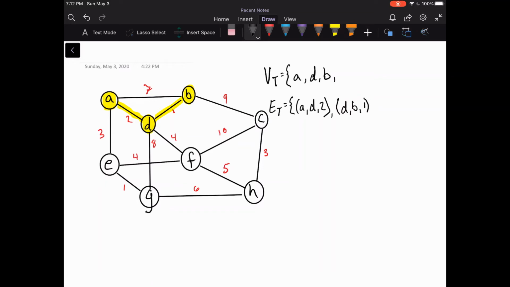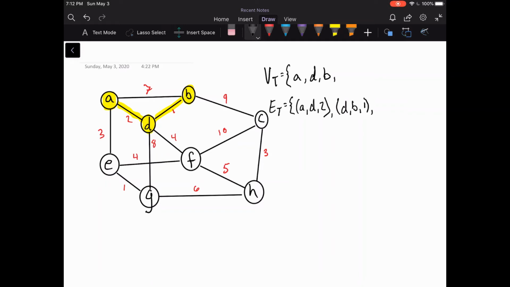Continuing on in the process, we now have A to E with a weight of 3, D to G with a weight of 8, D to F with a weight of 4, and B to C with a weight of 9. We do not consider edge A to B with a weight of 7 because A and B are both included in our set of vertices. If we were to include this edge, we would create a cycle and therefore not create a minimum spanning tree.